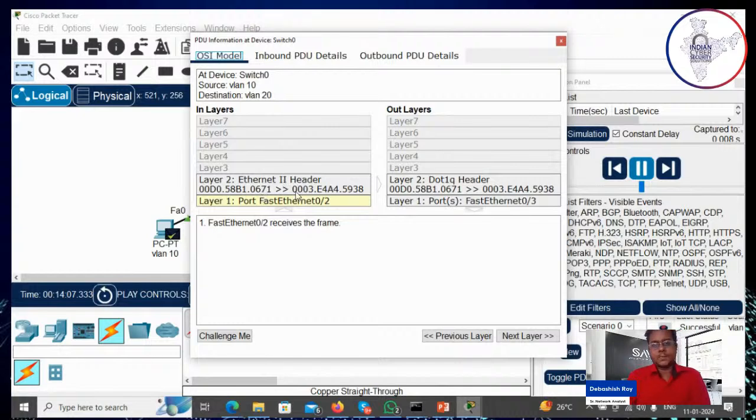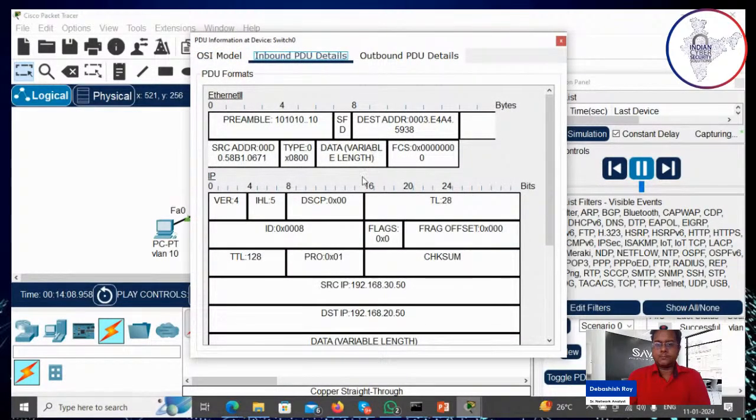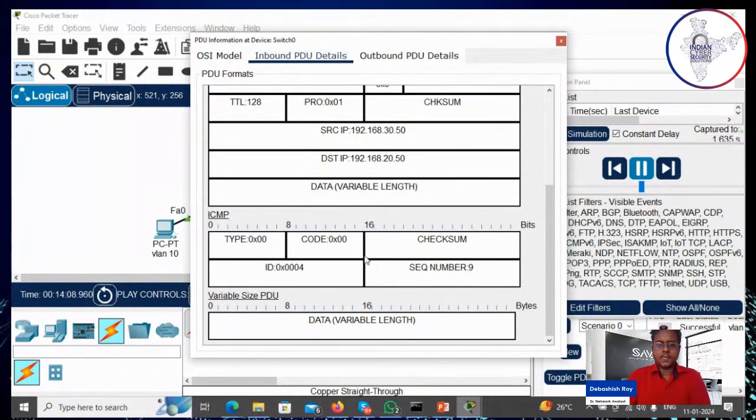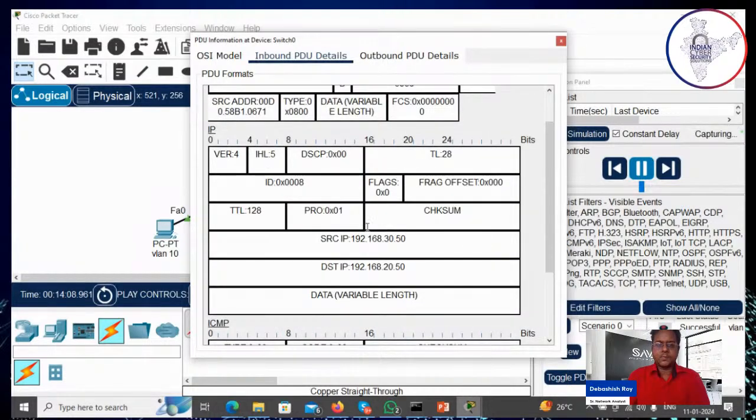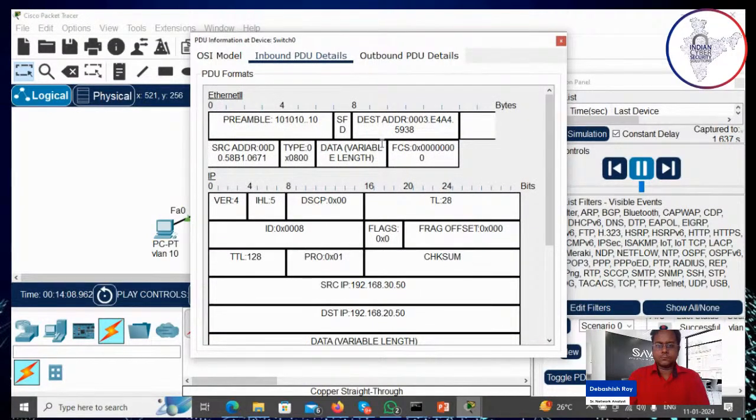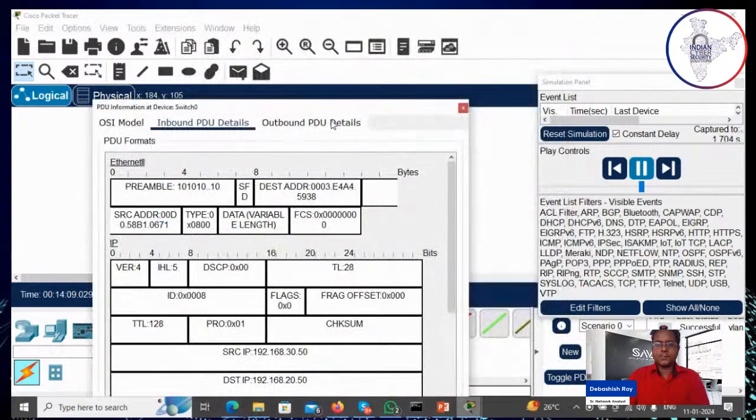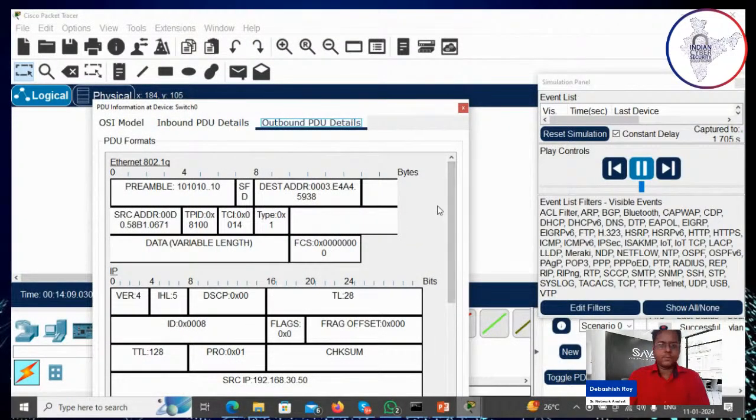So in layer 2, you can see the source, destination, MAC, everything here. And you can see the inbound data. You can see the Ethernet frame. And this is IP only, because we do not have VTP here, because there are no two different switches, only one switch. So definitely we do not have any VTP. So it is only the IP frame you are having. So this is a data packet that you can see.